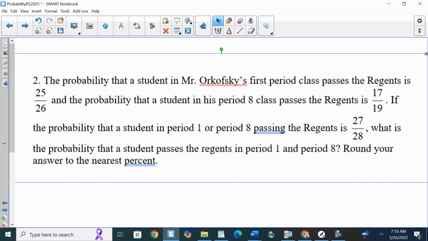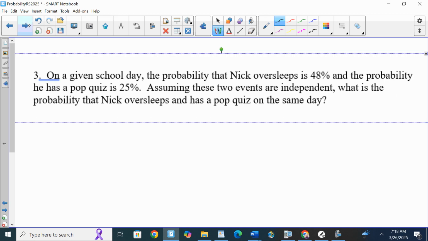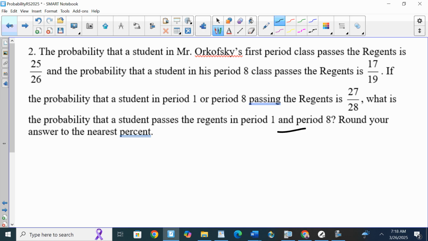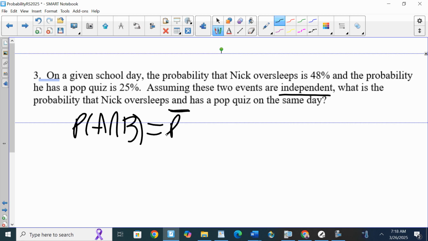Number two, I'm looking for my keywords. It wants and. I just did and. So let's take a look at another one. Number three, it's looking for and. Do I see independent? Yes. So I use my independent formula. P of A and B equals P of A times P of B.